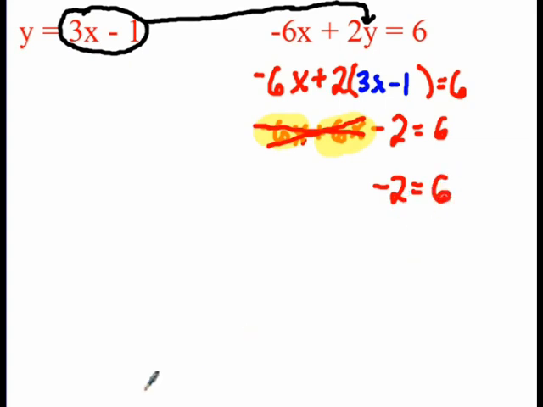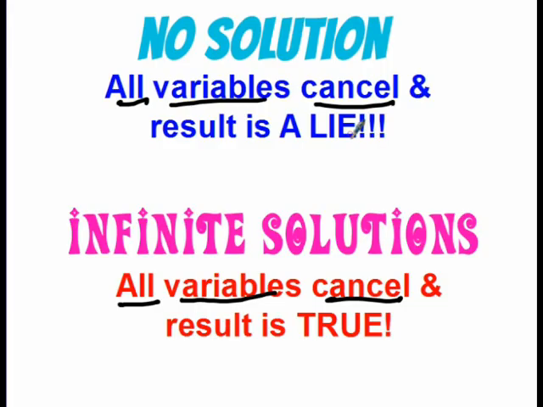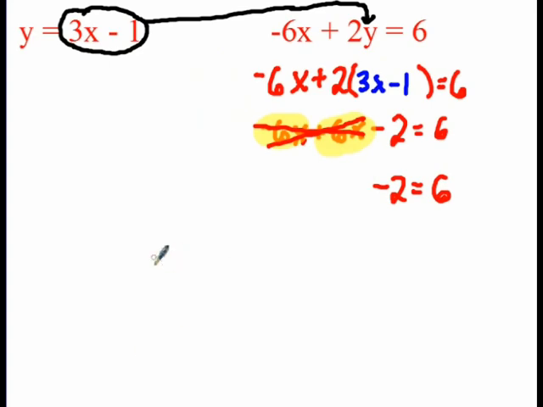Now, are these two things true? Does negative 2 equal 6? Or is it a lie? Well, negative 2, as far as I can tell, never equals 6. So this is a lie. My answer will then be no solution.